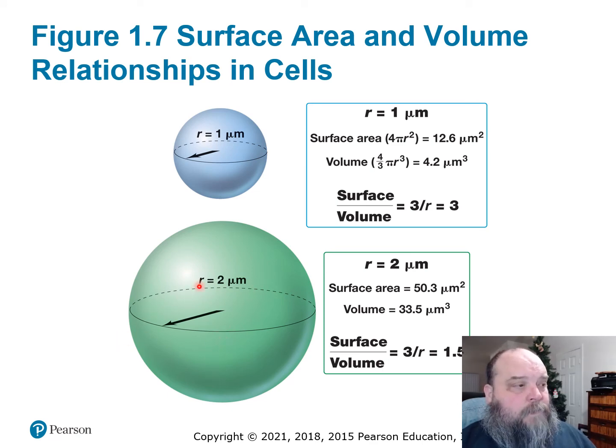needed. Whereas if you just cut the radius in half, radius of 1, surface area 12.6, oh good lord, that's like 4 times less surface area. Volume 4.2, oh my, that's like 8 times less, 7.5 times less. But look at this, the surface to volume ratio doubles.